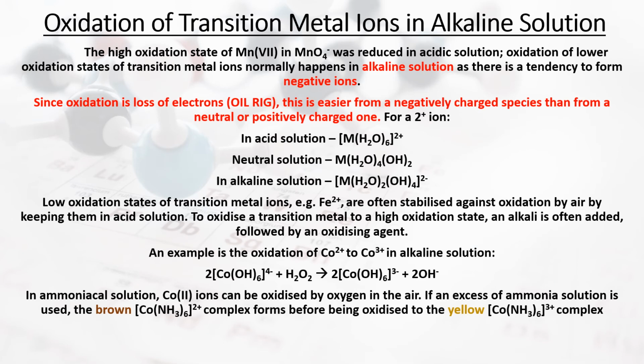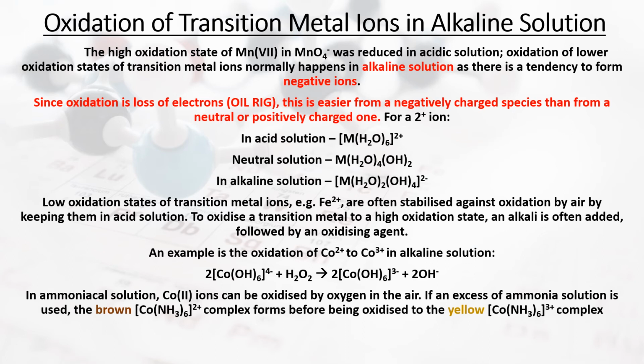And so the final thing to talk about here is how we oxidise our transition metal ions in alkaline solution rather than acidic solution. We saw just now that the high oxidation state of our manganate ion, MnO4-, our manganese in the 7+ oxidation state, was reduced in acidic solution. We also saw that that could happen with the dichromate anion, our chromium in the +6 oxidation state, again a very high oxidation state, which was reduced in acidic solution.